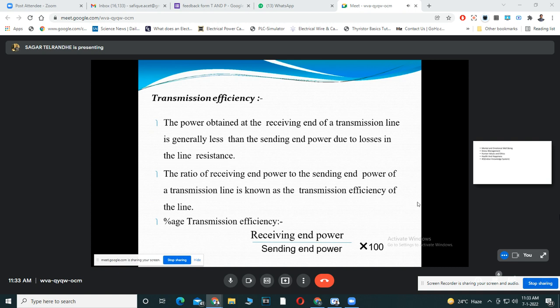In terms of a transmission line, we have two terms. The end where we input the power, we call the sending end. And the end at which we receive the power, we call the receiving end. So instead of saying output power to the input power, we have here receiving end power to the sending end power. If we want to calculate the percentage transmission efficiency, we just multiply it by 100. So here we have studied the percentage transmission efficiency.